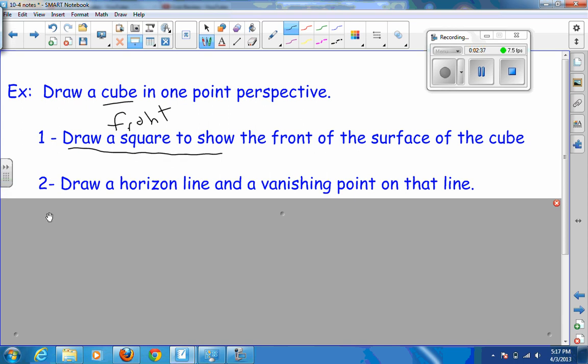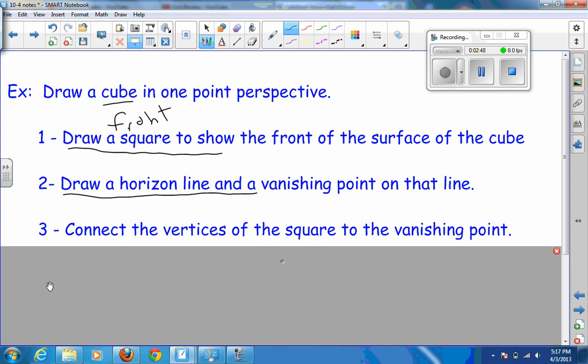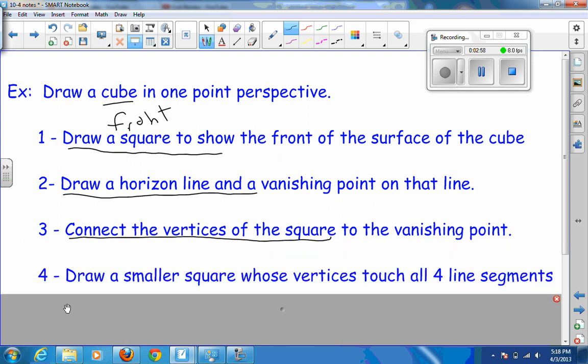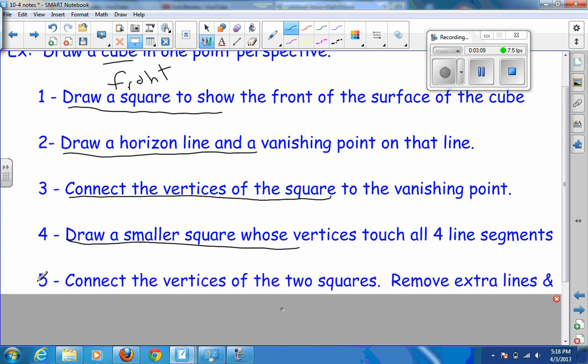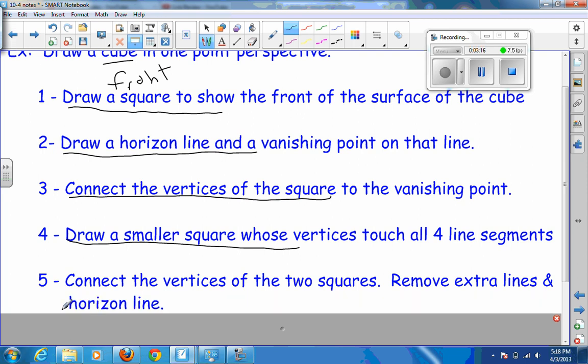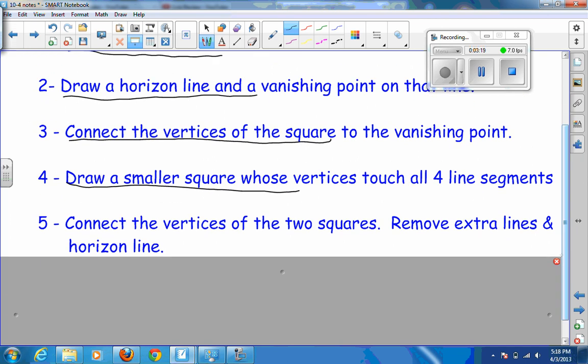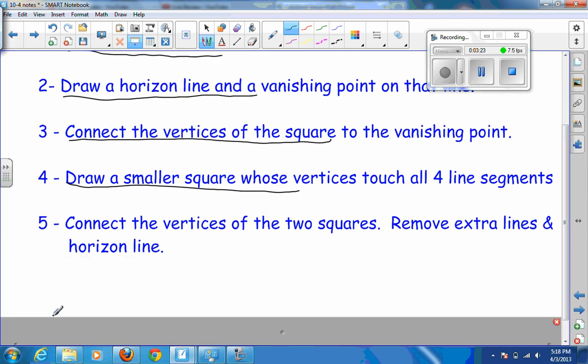Second thing we're going to draw is a horizon line and a vanishing point. Okay, horizon line and a vanishing point that's on that line. Okay, next thing we're going to do is connect the vertices of the square to the vanishing point. Okay, connect the vertices of the square to the vanishing point. Step 4, draw a smaller square whose vertices touch all 4 line segments. Draw a smaller square whose vertices touch all 4 line segments. Number 5, connect the vertices of the 2 squares and remove extra lines that are connected to the horizon line. Remove the horizon line, and from there on we will have a cube in 1 point perspective.